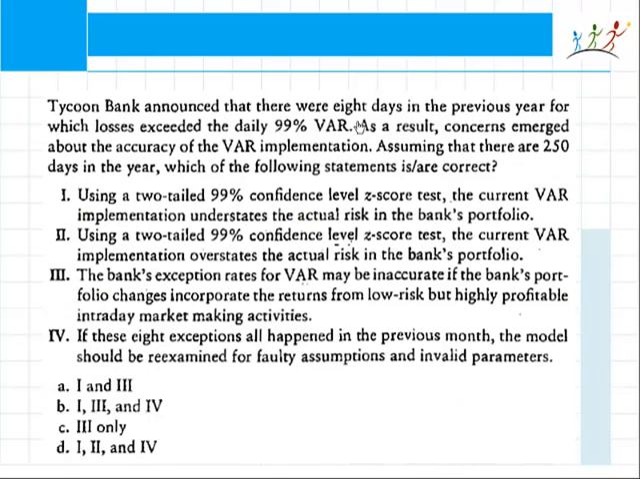Tycoon Bank announced that there were 8 days in the previous year for which losses exceeded the daily 99% VAR. As a result, concerns emerged about the accuracy of the VAR implementation. Assuming that there are 250 days in the year, which of the following statements is or are correct? So in 250 days, we expect 2.5 exceptions. Actually, there were 8 exceptions.